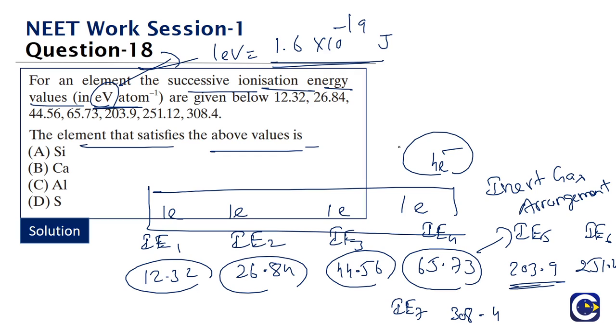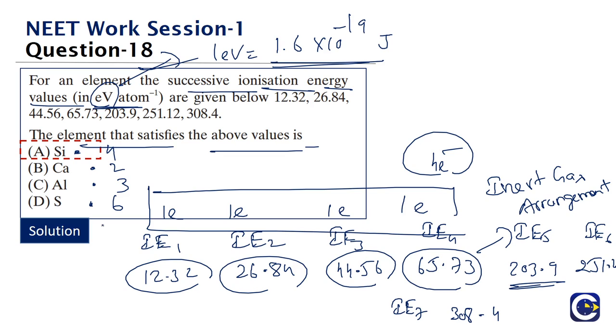4. So we look at the options: silicon, calcium, aluminum, sulfur. Silicon, what is the number of valence electrons? 4. Calcium, number of valence electrons 2. Aluminum, number of valence electrons is what? 3. Sulfur, the number of valence electrons is 6. So what is the option that is going to match here? It is silicon. We don't know whether this is really silicon or not, because we don't know whether silicon will have 12.3 to 26.84 like that. We are able to conclude the answer based upon the trend.